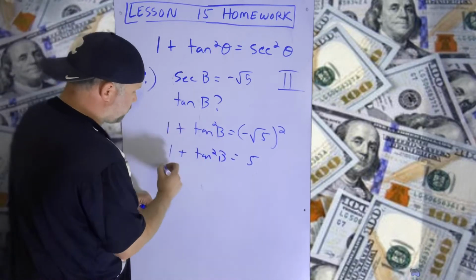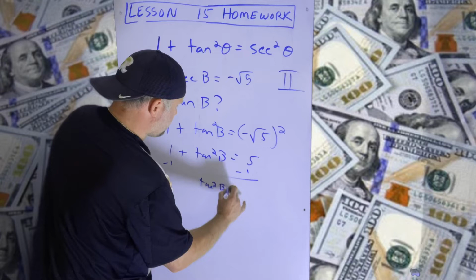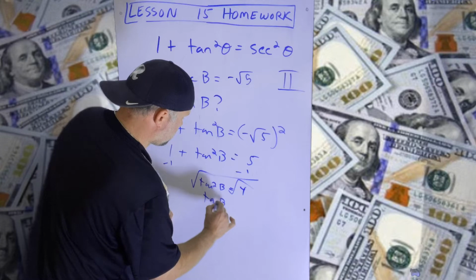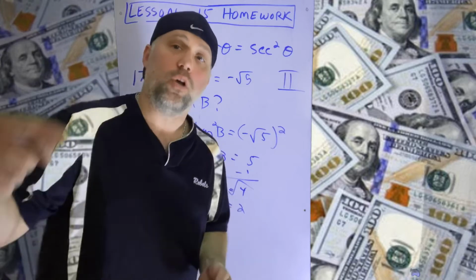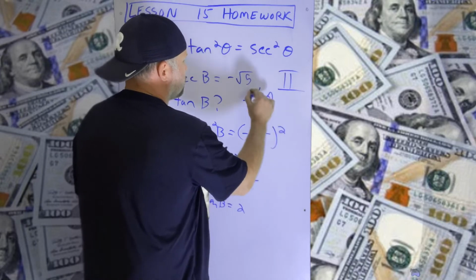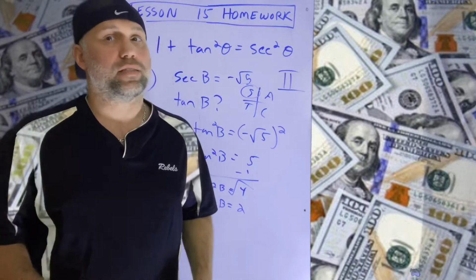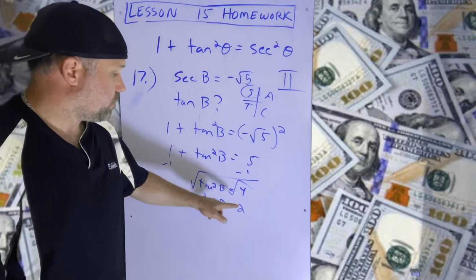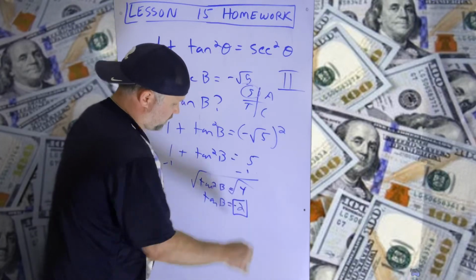You move the 1 over, and you get tan squared B equals 4. Square root both sides, and you get tan B equals 2. Technically, it's plus or minus 2, but you've got to figure out whether it's positive or negative based on your quadrant. So we're in quadrant 2. That's the S quadrant. Sine is the only one positive in quadrant 2. This is a tangent question asking for tangent, so we're going to make that a negative 2. So the tangent of B is going to be negative 2.